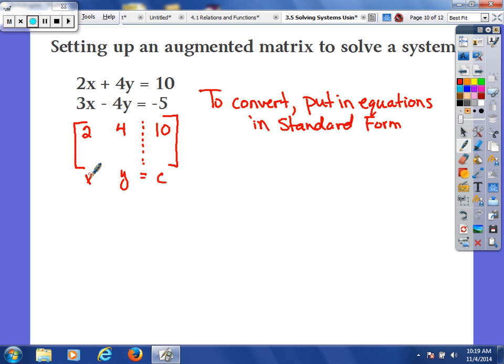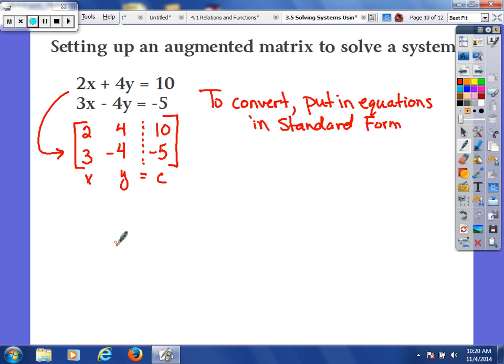So the 2 is my x in the first equation, the 3 is my x in the second equation. Negative 4 is my y, and negative 5 is my c. And so there's my matrix. That is my conversion from a system of linear equations into what we call an augmented matrix. The first column represents x's, the second represents y's, and the third represents c's.